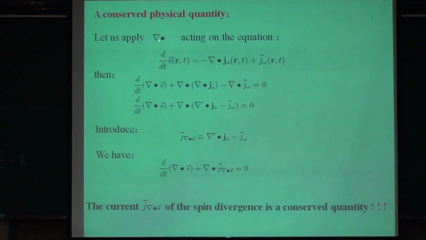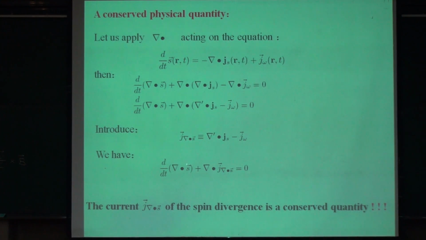If you apply a divergence operator on these equations, and mathematically you can carry this out, then you can define another current, which is a combination of this linear spin current and angular spin current. Through this combination, this current is the current for the divergence of S. S is a vector, so the divergence of S is a scalar. Here is a vector, which is a linear combination of these, and this is conserved.